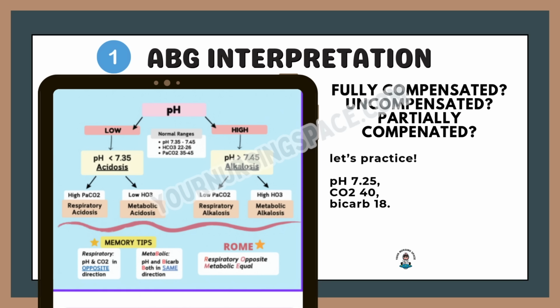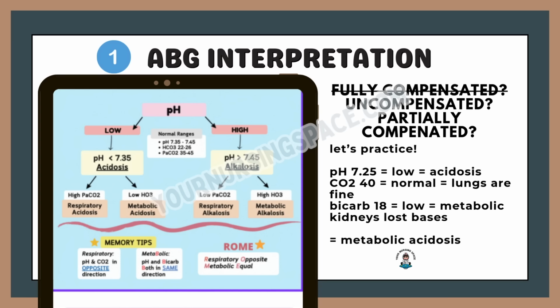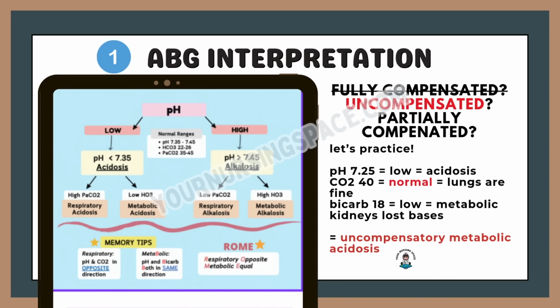Let's practice one more example. pH 7.25, CO2 40, bicarb 18. pH is low, so it is acidosis, and it is abnormal as it is less than 7.35, so it is not fully compensated. Next, CO2 is normal, so the lungs are fine. Then bicarb is low, so the kidneys lost base, and so metabolic equal, which means it is a metabolic acidosis. But because CO2 is normal, it is uncompensated metabolic acidosis.